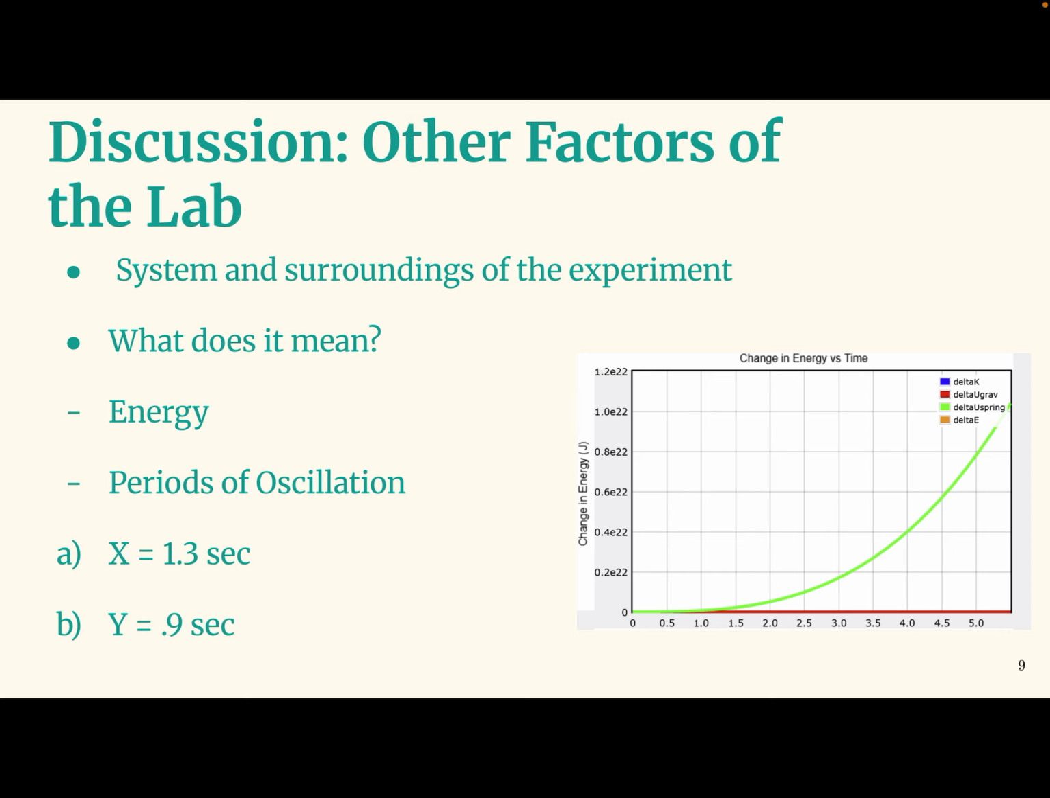Now, our periods of oscillation. Our X had a period of oscillation of 1.3 seconds, while our Y had an oscillation time of 0.9 seconds. And this means that the Y was moving much faster, and this might be due to the help of the spring force and the gravitational force on the weight.